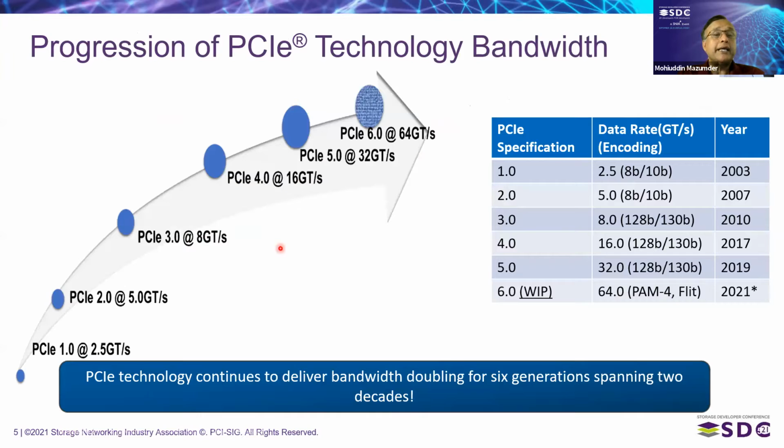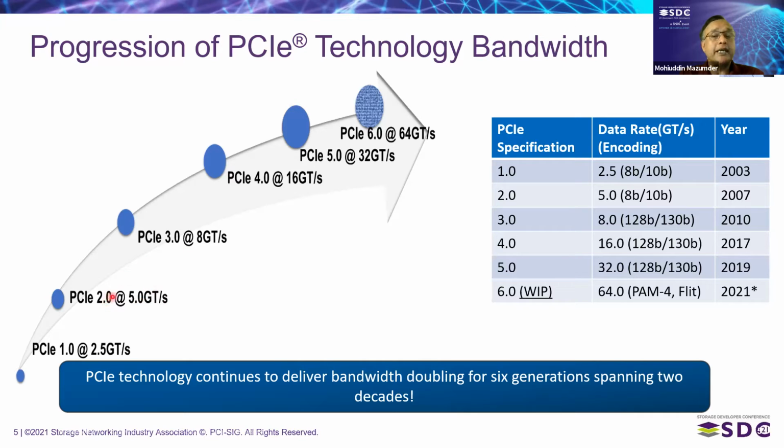So let's take a look at how PCIe has been progressing as its bandwidth is scaling. PCIe 1.2 started with 2.5 gigatransfer per second with the 8-bit, 10-bit encoding in 2003. And soon it got doubled in terms of data rate with 5.0, keeping the backwards compatibility.